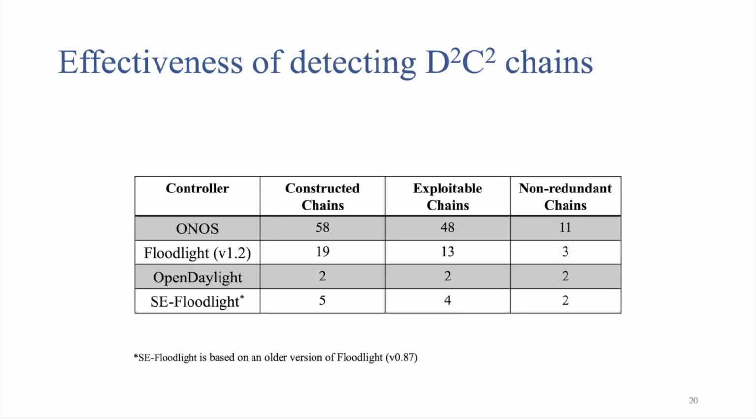Here is an overall detection result of SV Hunter. We can see that SV Hunter can effectively generate D2C2 chains for the tested controllers. In particular, for SE Floodlight, we directly use the heuristics obtained from Floodlight to do the evaluation. And SV Hunter can still work well even if SE Floodlight is based on a very old version of Floodlight and its code base can be very different from the newest one.